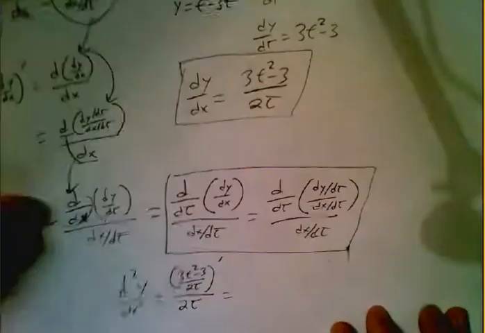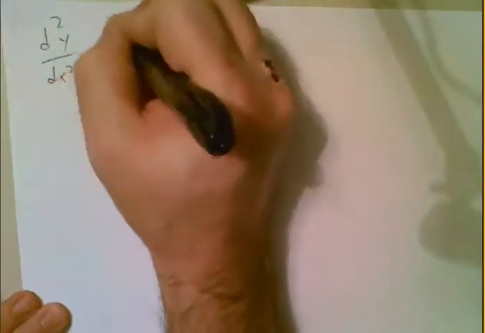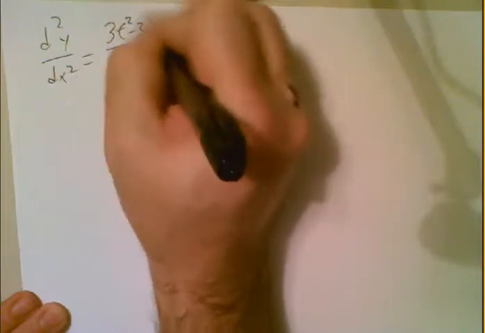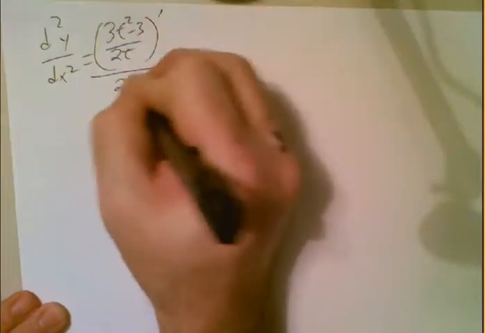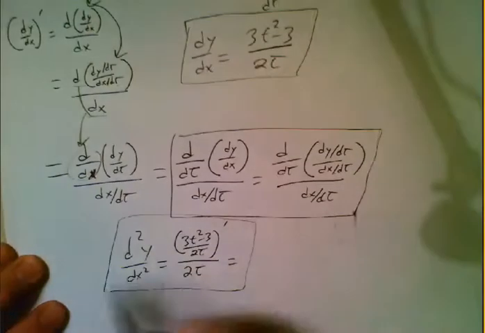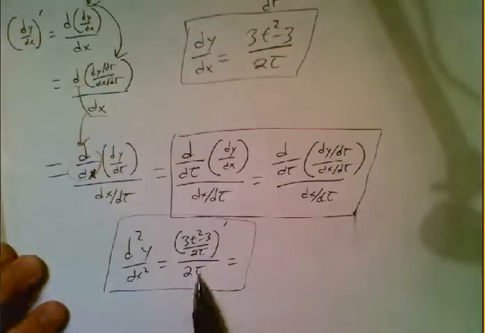Let me start on a fresh piece here. I'm just going to copy it real quick. So d squared y over dx squared is (3t squared minus 3) over 2t, prime, over 2t. Okay? So that's this. I've just recopied this on a fresh sheet. The derivative of this over 2t. So here we go.